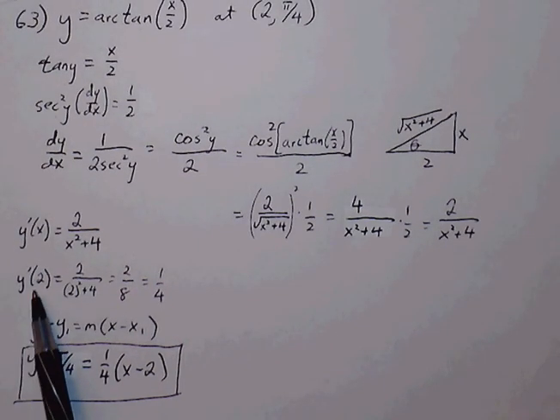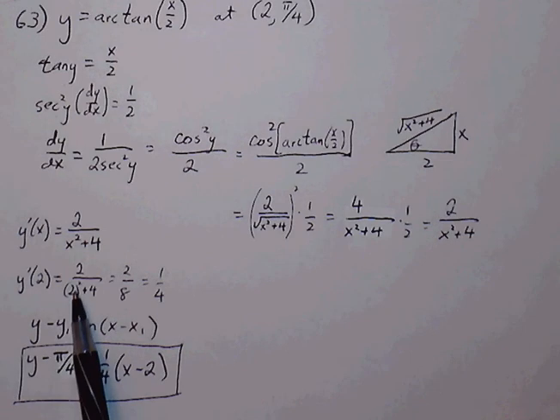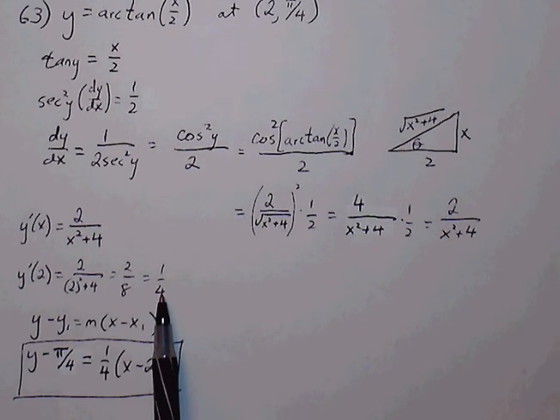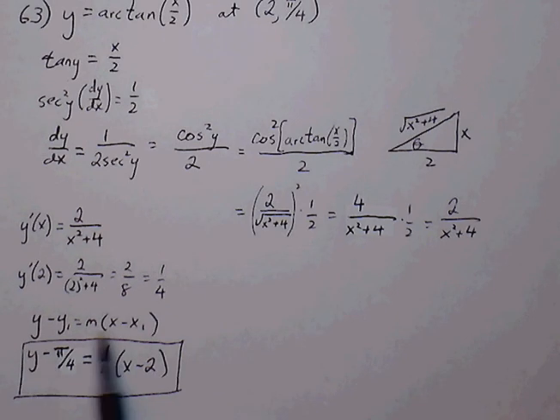At that x value of 2, plug 2 in for x, we get 2 over 4 plus 4, 2 over 8, which is 1/4, so that's my slope. So plug into point slope, y minus pi over 4 is equal to m, my slope, 1/4 times x minus 2.